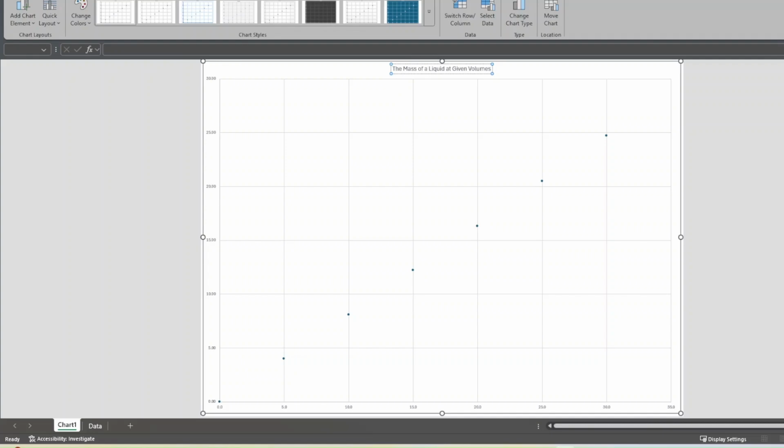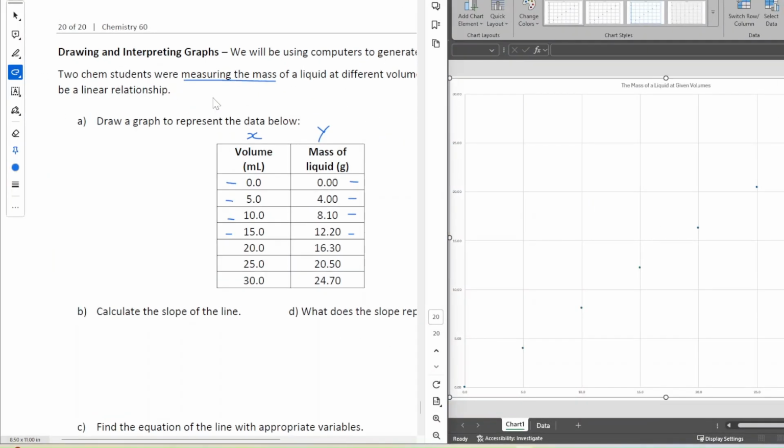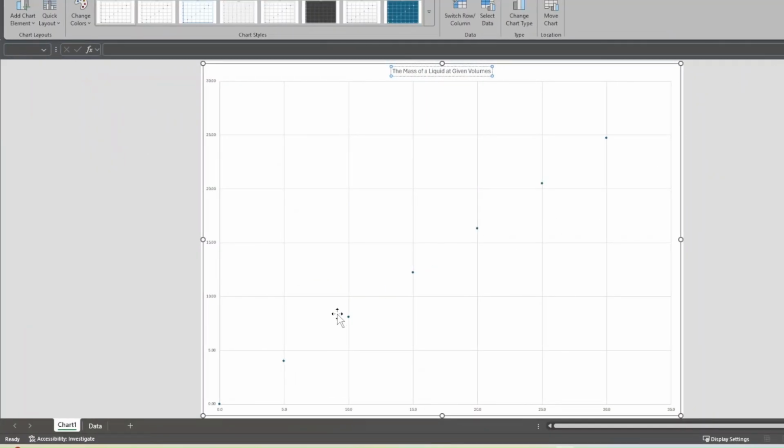So all I knew was it was a liquid, so I wasn't sure what else to write. And if you're not sure where I got that from, it was just at the top of this note. So it says 2 chemistry students were measuring the mass of a liquid at different volumes, and then they're predicting that there's going to be a linear relationship. And look at that, it's a pretty awesome linear relationship.